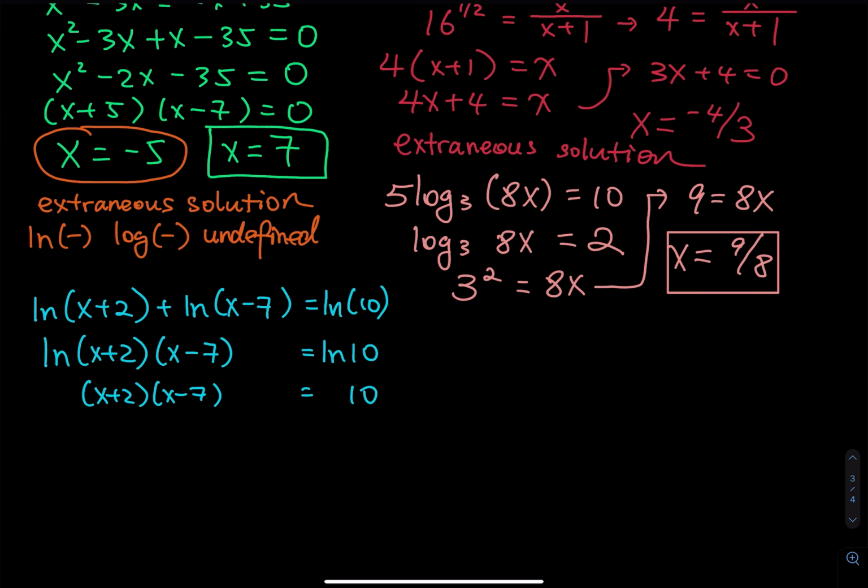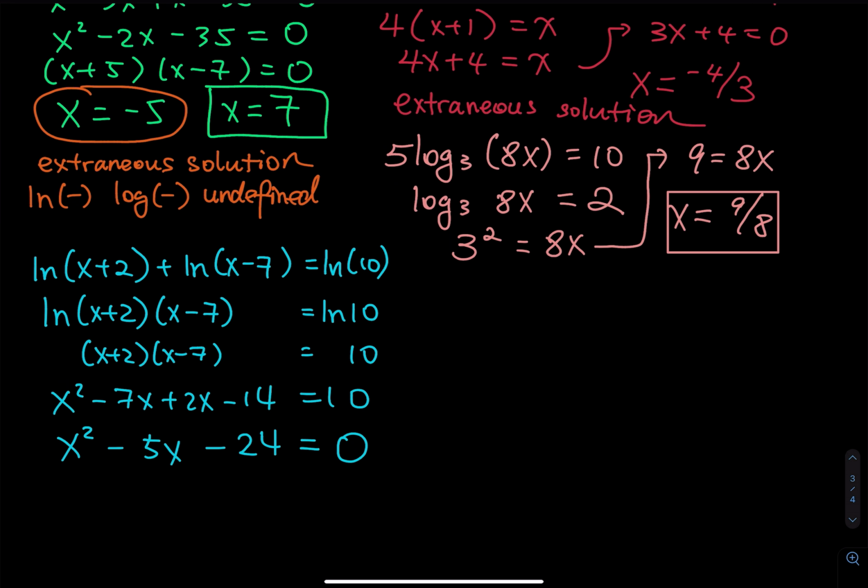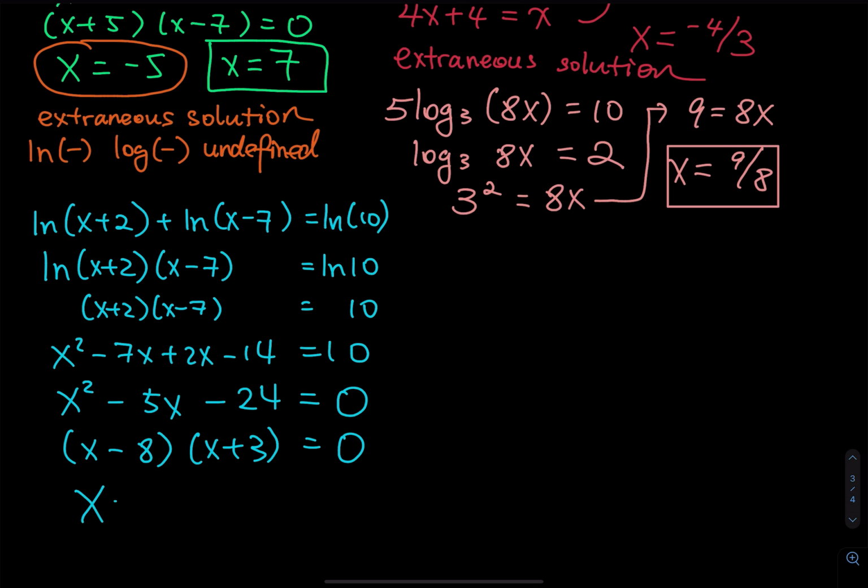And then you can expand: x squared, actually it's a minus 7x plus 2x minus 14 equals 10. And then this is x squared minus 5x. Negative 14 minus 10 is minus 24 equals 0. And then you can factor: I have x minus 8 and then x plus 3. Negative 8 times 3 is negative 24. Negative 8 plus 3 is equal to negative 5. So we have x equals 8. That should be safe. But x equals negative 3, we have to check.